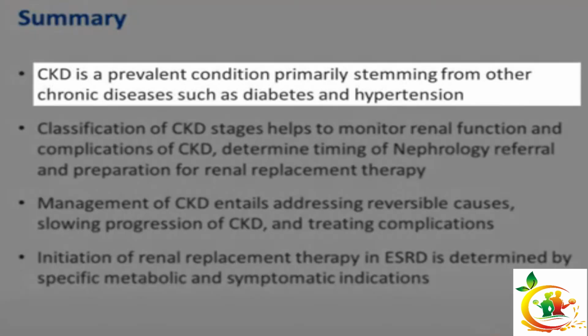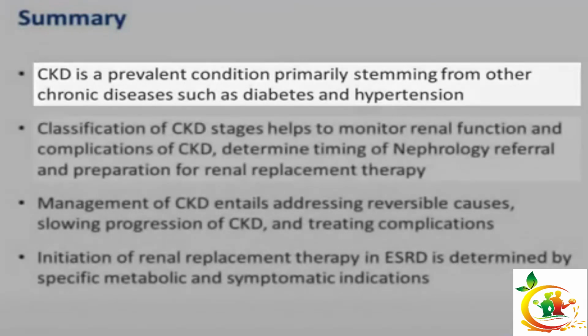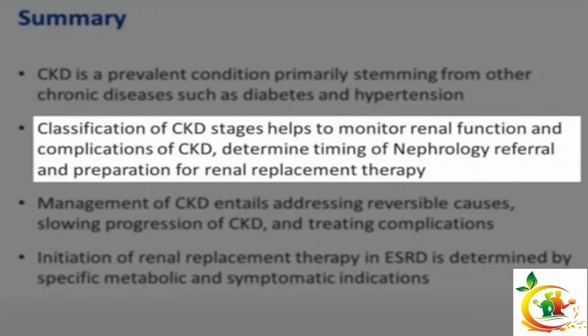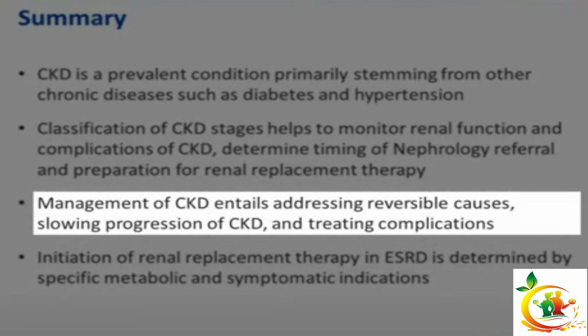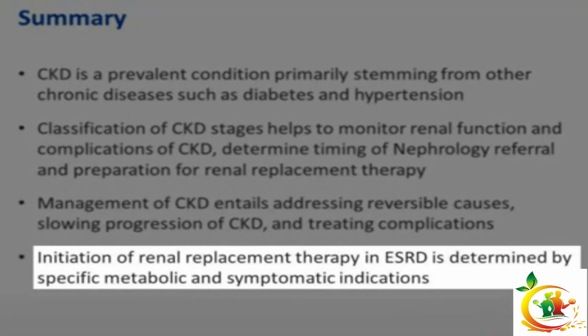In summary, CKD is a prevalent condition primarily stemming from other chronic diseases such as diabetes and hypertension. Classification of CKD stages helps to monitor renal function and complications of CKD, determine timing of nephrology referral, and preparation for renal replacement therapy. Management of CKD entails addressing reversible causes, slowing progression of CKD, and treating complications. Finally, as CKD progresses, initiation of renal replacement therapy in ESRD is determined by specific metabolic and symptomatic indications, though it is important to tailor management to individual patient needs and preferences.